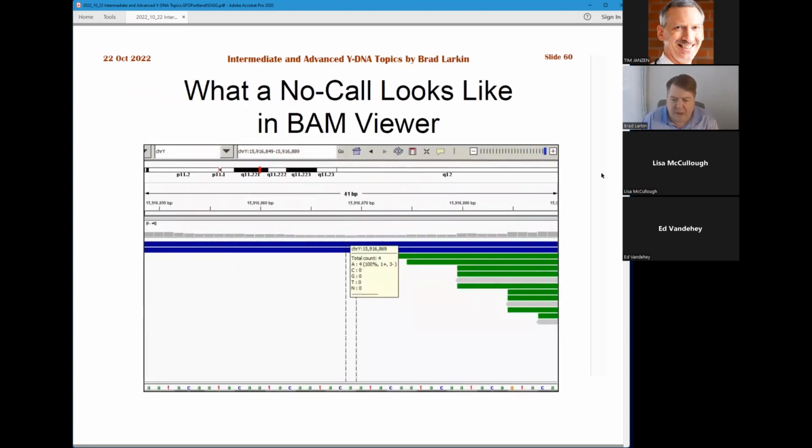Okay, what a no-call looks like. Here on the right, we see a lot of reads. On the left side, there's one or two reads in blue. So this is kind of a thin coverage, and it may be a no-call in the results you get from the lab.